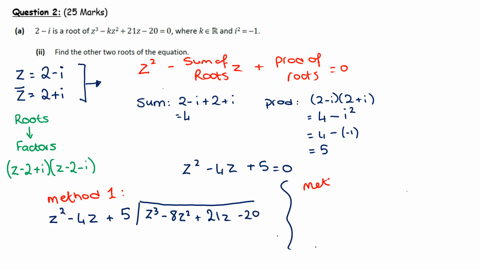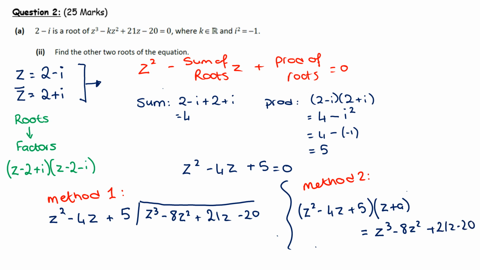And method 2 will be using the missing factor. So this will be saying, well, if I have z squared minus 4z plus 5, I'll multiply it by z. You can put whatever you want in here. I'm going to put a, and then that should equal z cubed minus 8z squared plus 21z minus 20. So you multiply out the left hand side, which isn't that bad of multiplication, and then you equate. So basically you let the z cubes equal z cubes and so on.